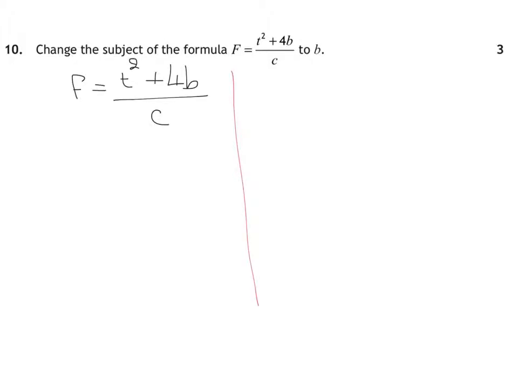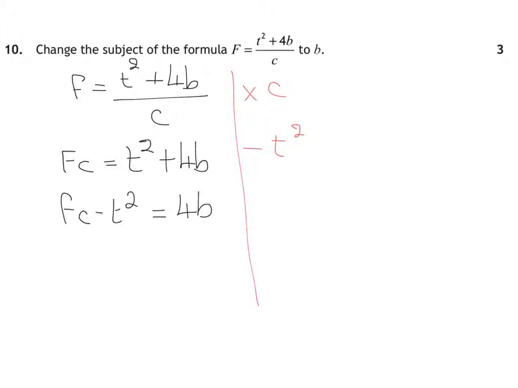Okay, I told you the first thing to do: get rid of that fraction. I'm going to multiply both sides by c. Okie dokes, that gives us fc is equal to t squared plus 4b. The next thing we want to get rid of, since we're trying to add or take away anything, is this t squared. So we want to take away this t squared.